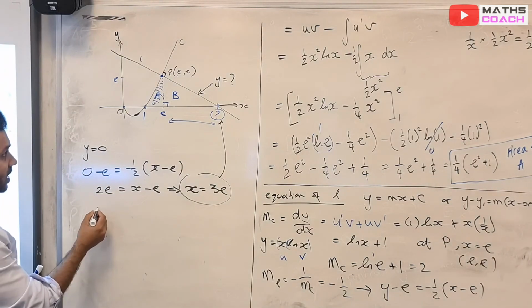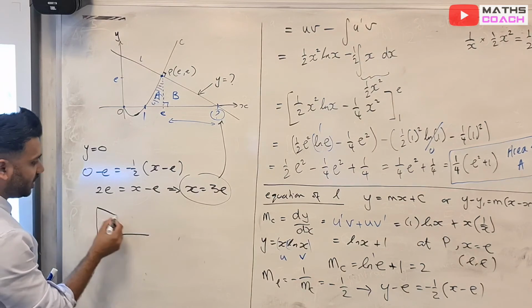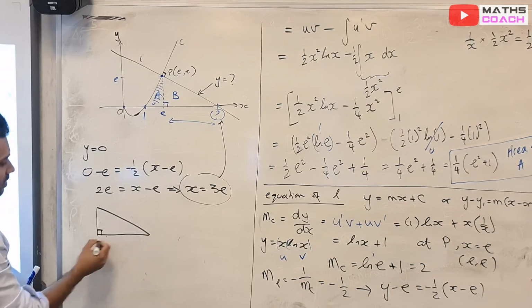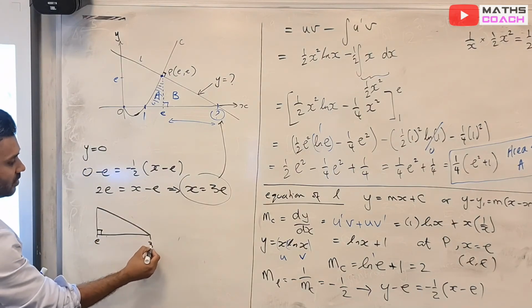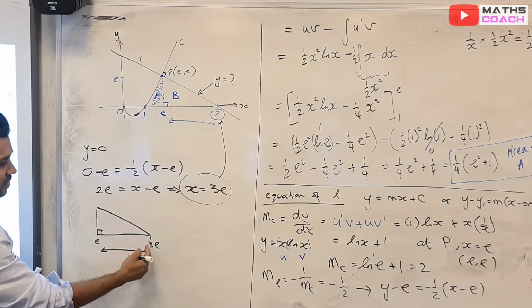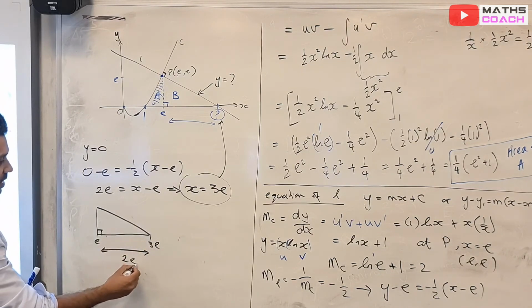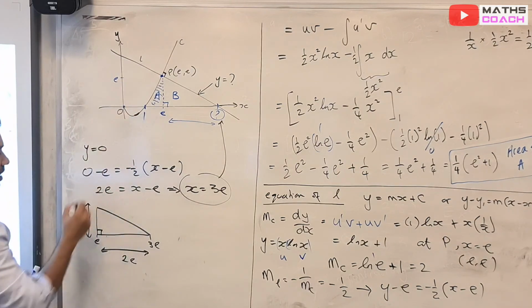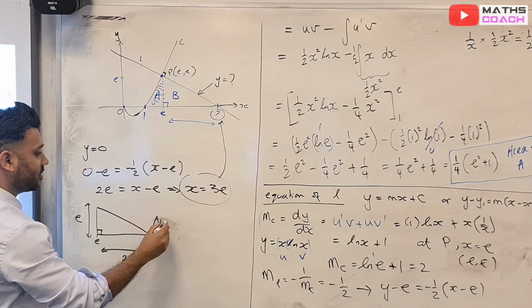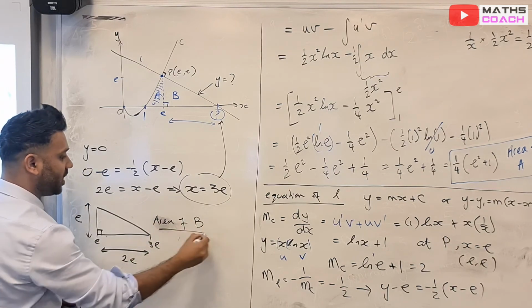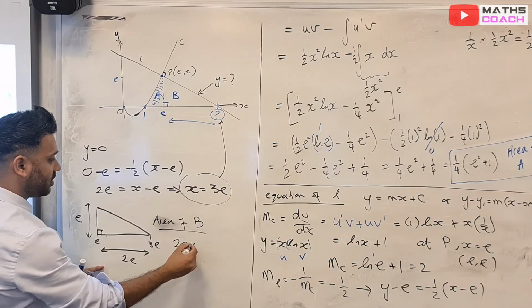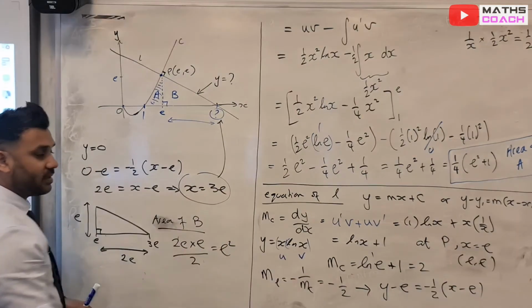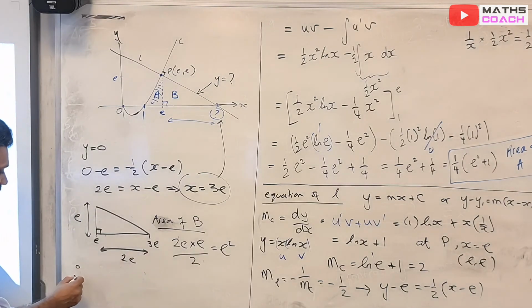Now, to work out the area of region B, we have this triangle here. There's a right angle there. This bit is e. This bit here is 3e. So the base of the triangle is going to be 3e minus e, so that's 2e. The height of the triangle goes up to e. So the area of the triangle B is base times the height divided by 2, and that's e squared. Again, an exact form.